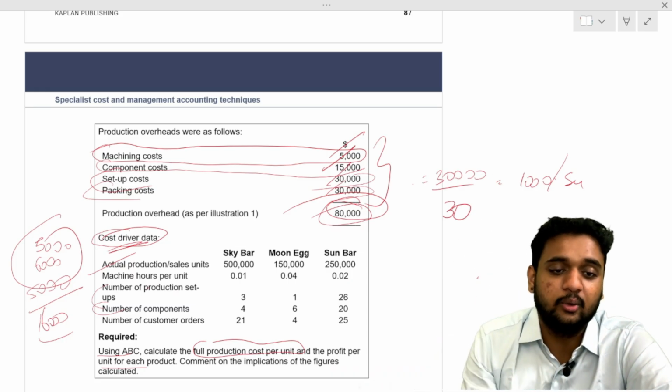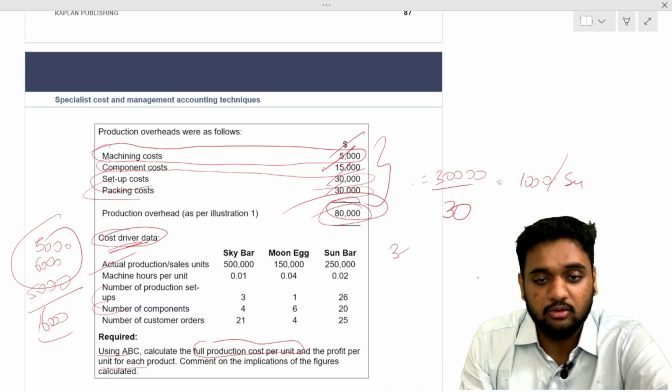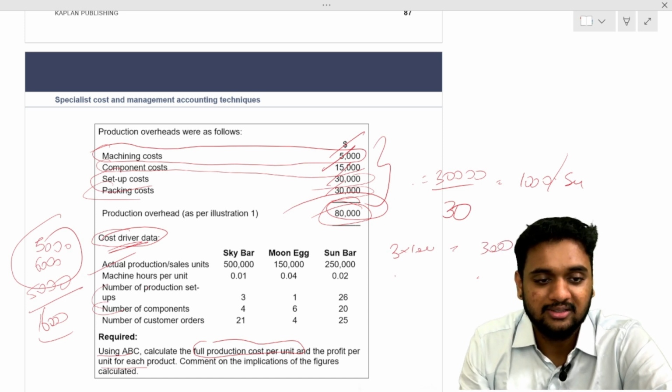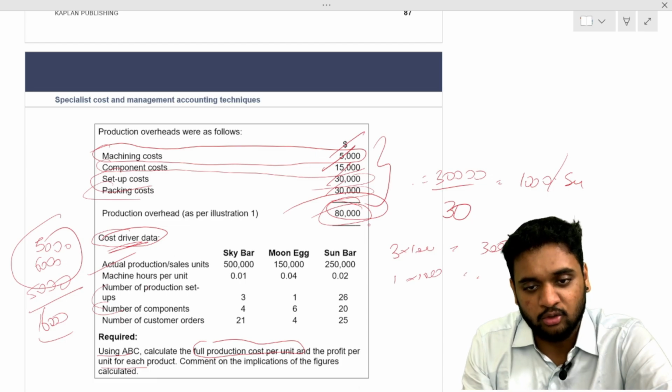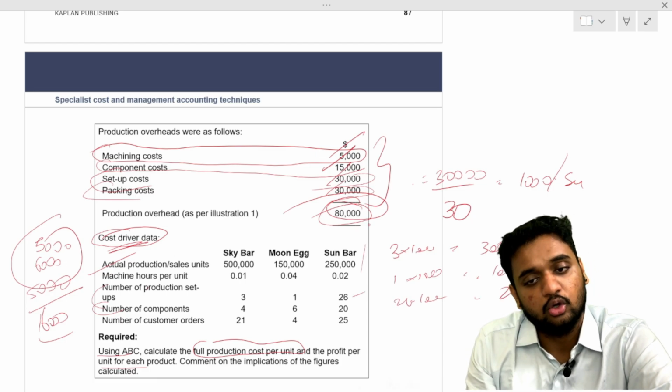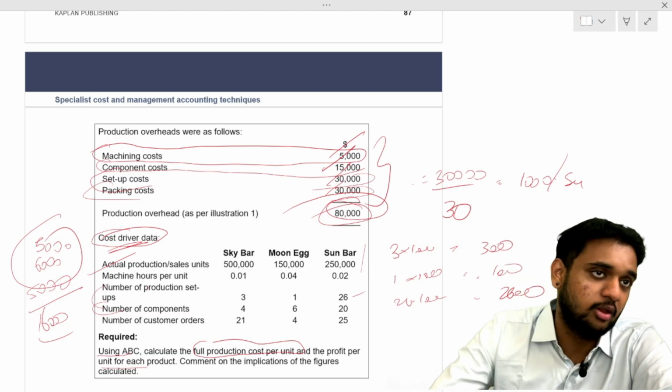How many setups are done for sky bar? 3 into 1,000 will give you 3,000. For moon egg, 1 into 1,000 will give you 1,000. For sun bar, 26 into 1,000 will give you 26,000. We know the total setup cost. We have to find out the per unit cost now.